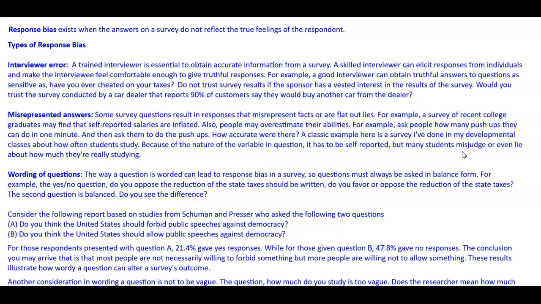A classic example here is a survey I've done in my developmental classes about how often students study. Because of the nature of the variable in question, it has to be self-reported, but many students misjudge or even lie about how much they're really studying.